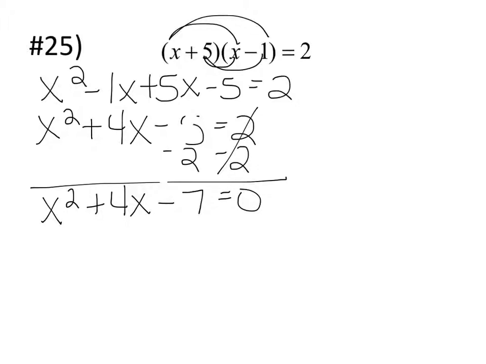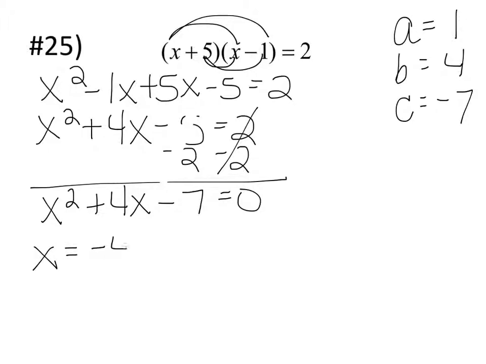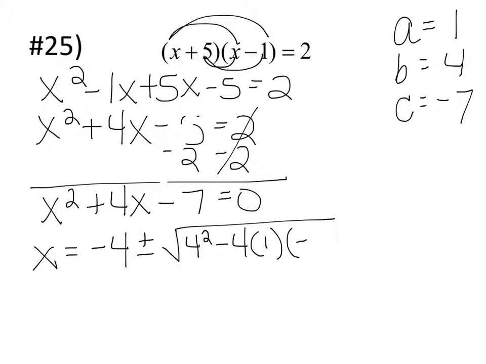All right. So you have x squared plus 4x minus 7 equals 0. Now we can go ahead and use the quadratic formula. So you have a equals, b equals, and c equals. A is 1, b is 4, and c is negative 7. So we're going to go ahead and plug into the quadratic formula. Negative b, so negative 4, plus or minus the square root of b squared, so 4 squared, minus 4, a is 1, c is negative 7, all over 2a, which in this case is 1.